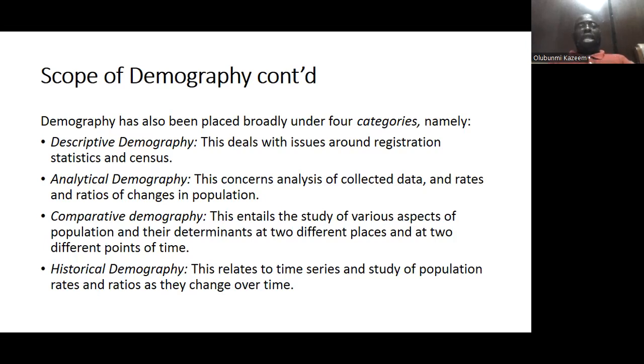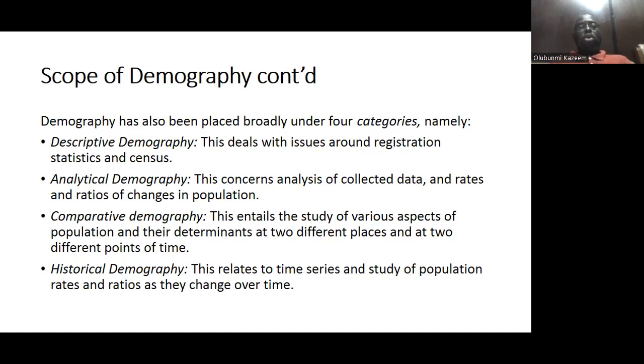That is that. The analytical demography concerns the analysis of collected data, the data that we have collected either through census or through sample survey or different means such as birth registration and death registration and the likes. So how do we analyze such data that we have collected, and what kind of results can we bring out of it in terms of the rates, ratios of changes within the population?